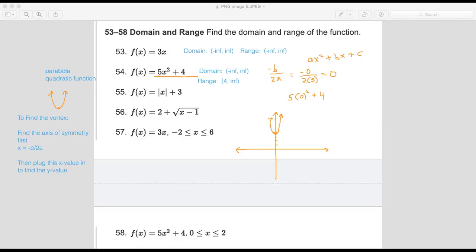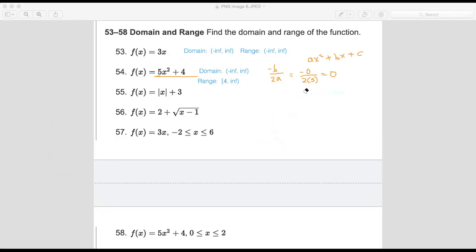All right, let me clear some space here. Yeah, all right, it's good enough.